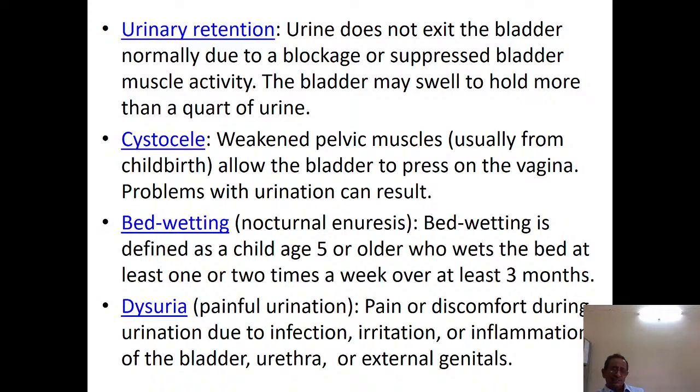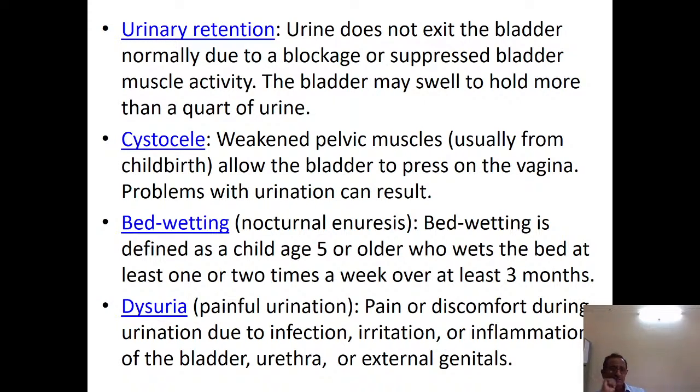Cystocele: weakened pelvic muscles, usually from childbirth, allow the bladder to press on the vagina. Problems with urination can result. So if the pelvic muscles allow the bladder to press onto the vagina, there is a problem of urination.